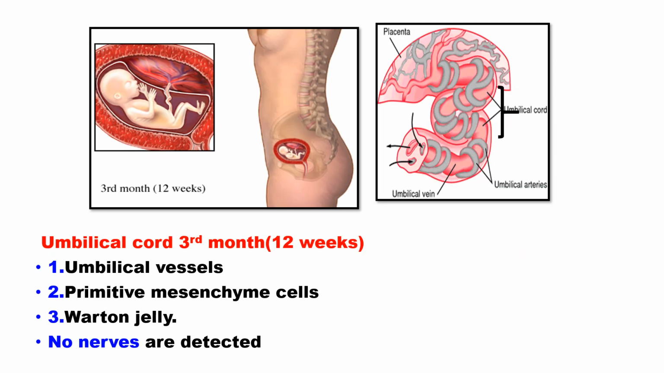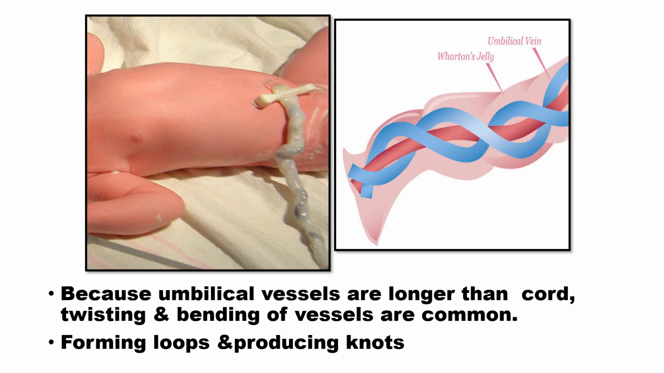Umbilical cord, in the third month or 12th week of intrauterine life, consists of umbilical vessels, that is umbilical vein and umbilical artery, surrounded by primitive mesenchymal cells and Wharton's jelly. No nerves are detected. Because umbilical vessels are longer than the cord, twisting and bending of the vessels are common, forming loops and producing knots.